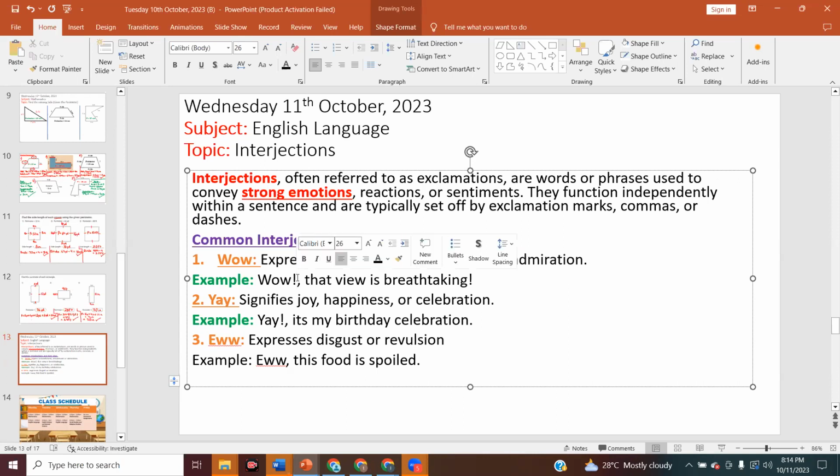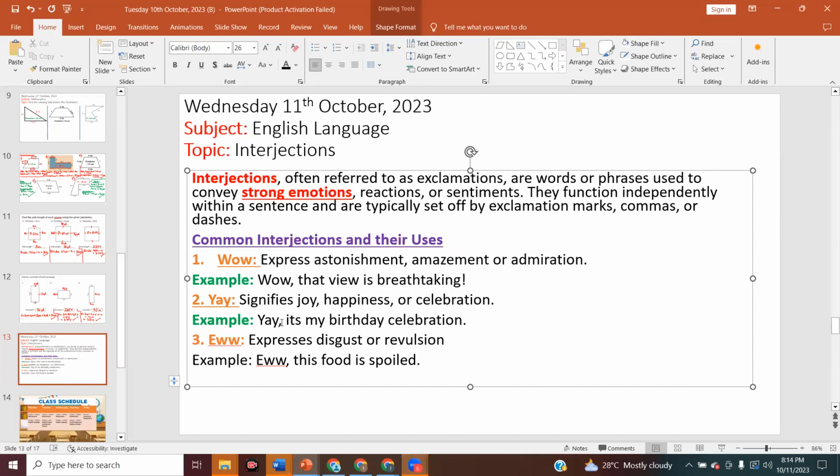I wasn't supposed to put the exclamation mark here. The exclamation mark comes at the end, and that's very important. I can put the exclamation mark at the end, but I need to put the comma. So please make a note of that. For the wow and for yay, the exclamation mark comes at the end. Notice that for each one of these, we separate it from the sentence by using a what? A comma. So every time you're going to use an interjection, more than likely you're going to use a comma to separate it, okay? And sometimes you use an exclamation mark depending on what you're trying to say.